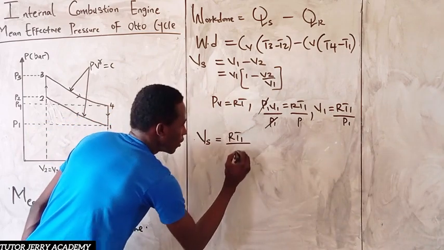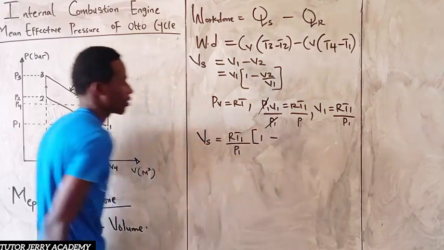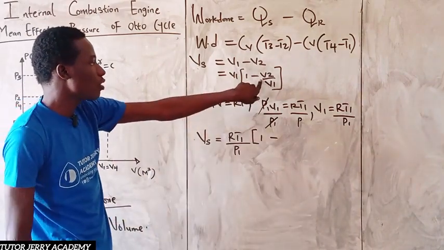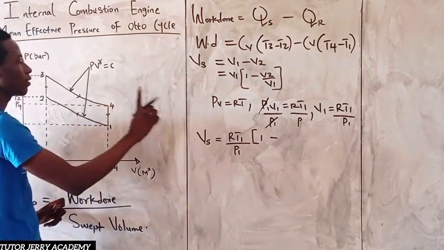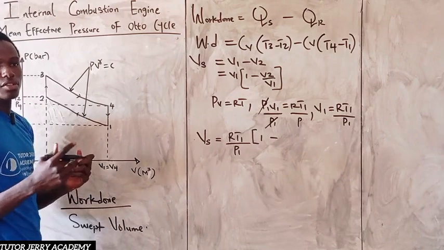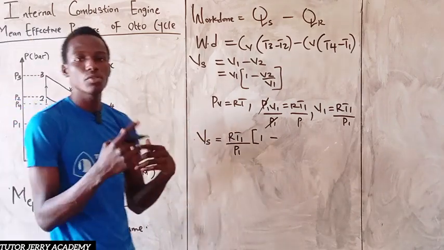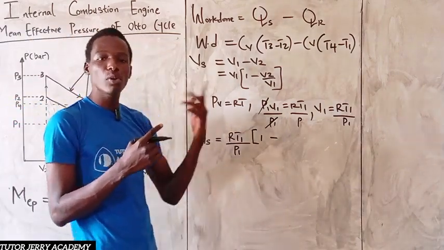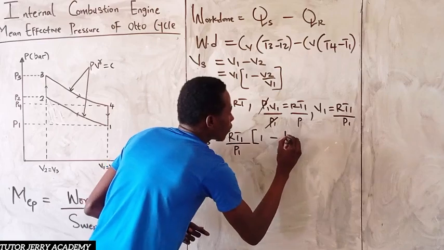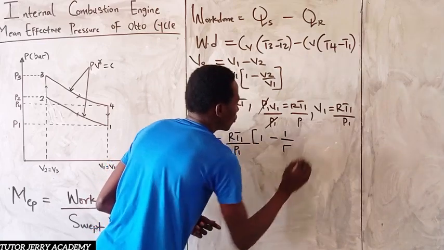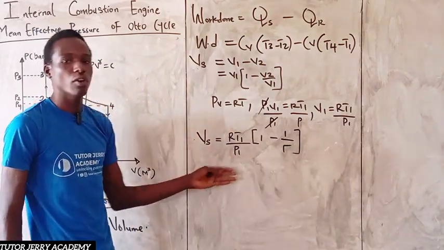RT1 all over P1 into 1 minus V2 all over V1. I have stated before that V1 all over V2 is nothing but the compression ratio. It means that V2 all over V1 will be the inverse of the compression ratio, so this will be 1 all over compression ratio. Close the bracket. So this is my relation for swept volume.